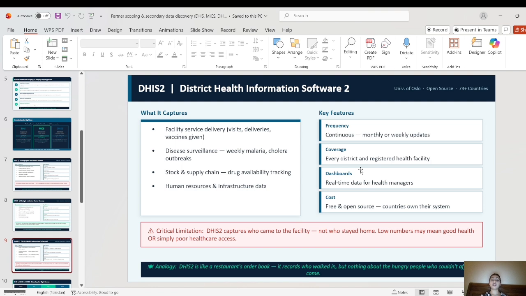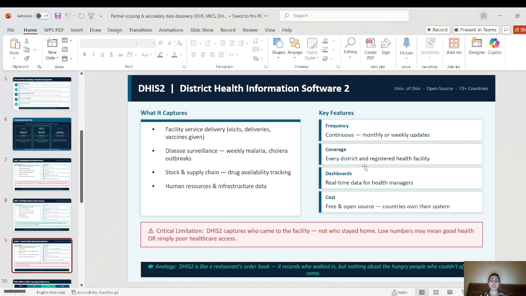Then we have DHIS2. What does your DHIS2 capture? It captures facility service delivery, like visits, deliveries, vaccines given, and all that, your disease surveillance, weekly malaria and cholera outbreaks, and all that, and your stock and supply data. This is basically day-to-day data. Also your human resources and infrastructure data.